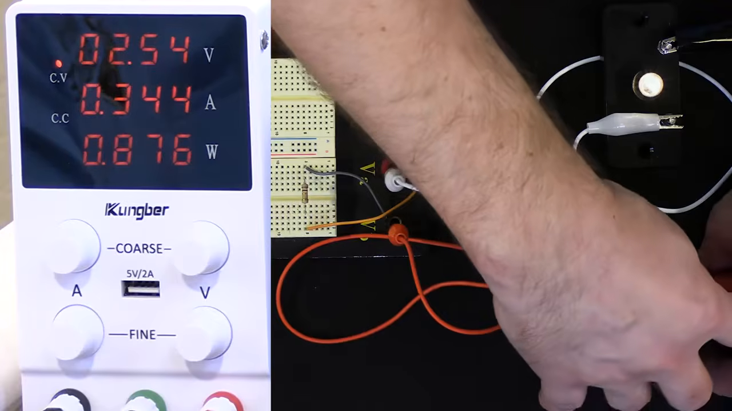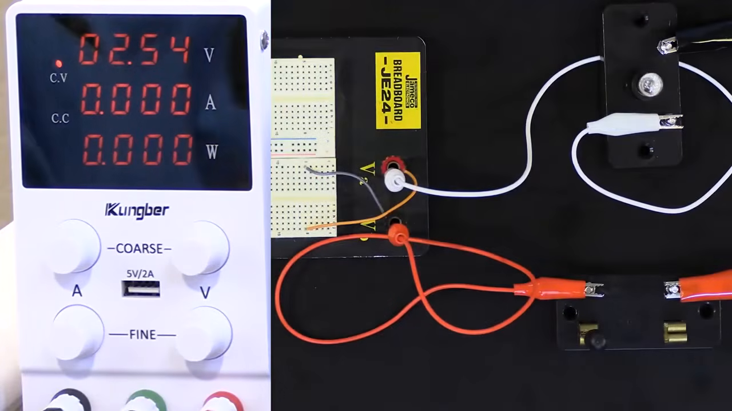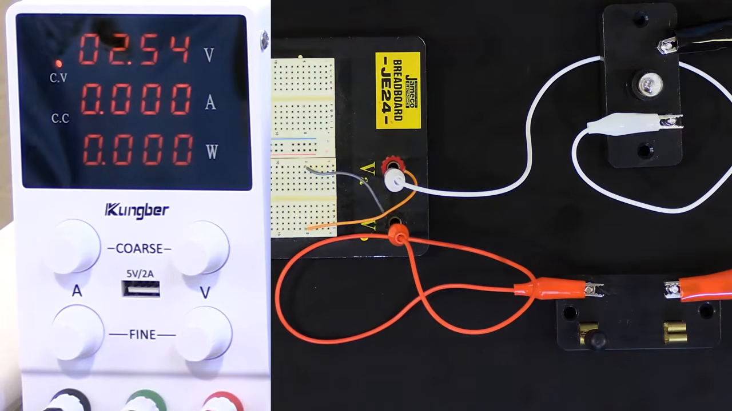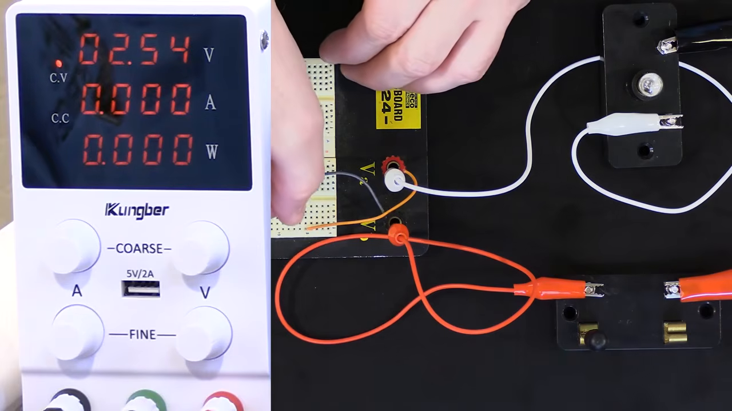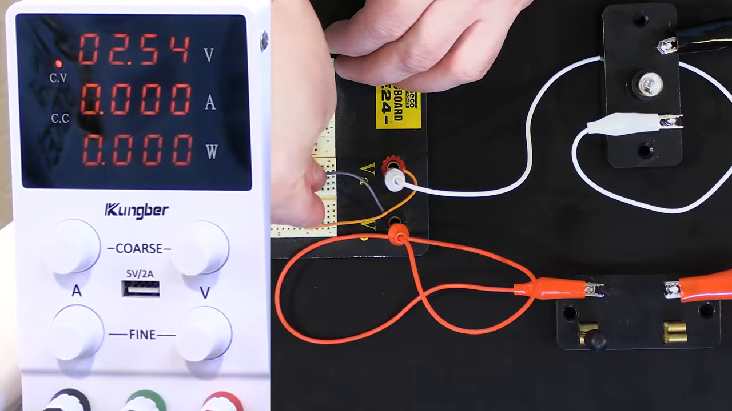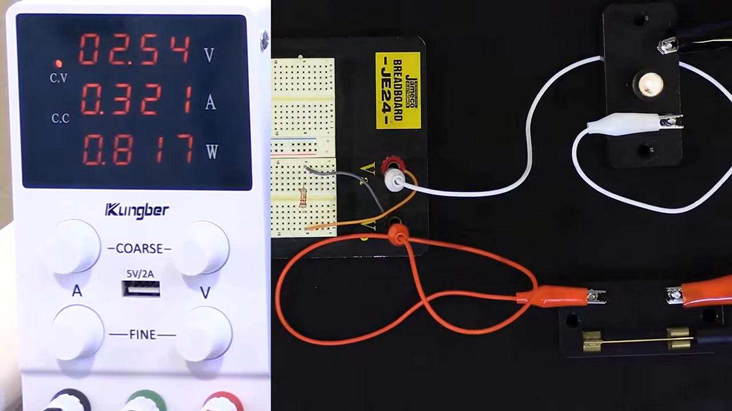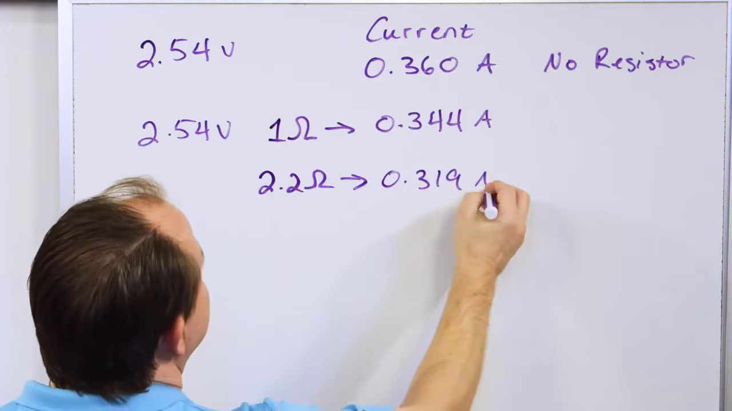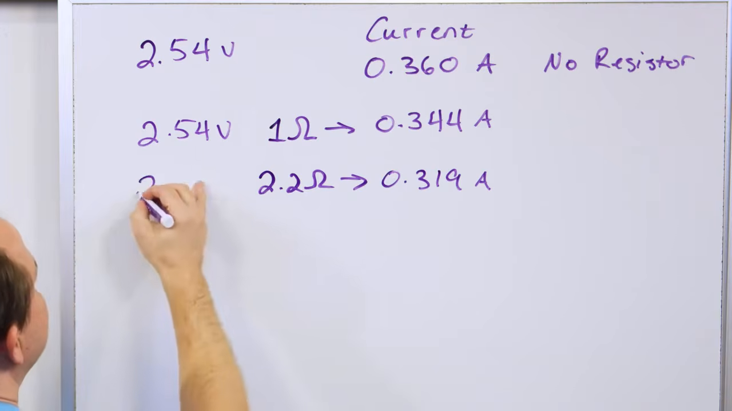So let's speed this up just a little bit. I'm going to take this guy out, and I'm going to put a new resistor in its place, right? And we're going to measure the current flow there. Now this resistor is actually 2.2 ohms. So let's see what happens here. This is noticeably dimmer. I can definitely tell with my eyes it's a little dimmer. So the new resistor value we have is 2.2 ohms, and the current flowing right now is 0.319 amps. But notice the voltage is the same, 2.54 volts.